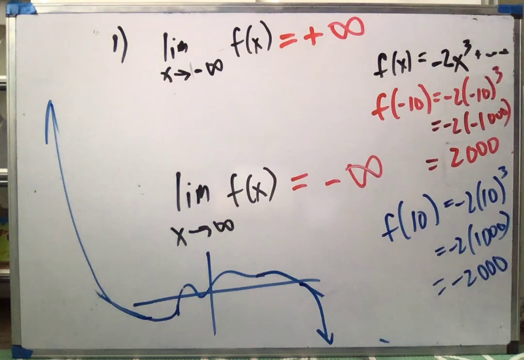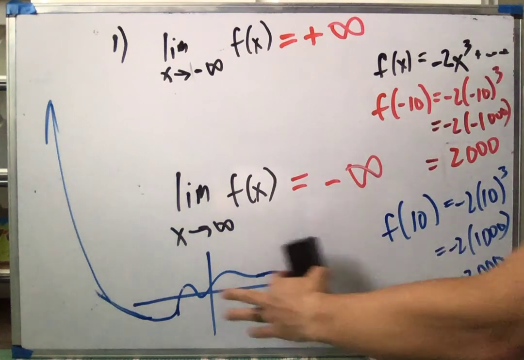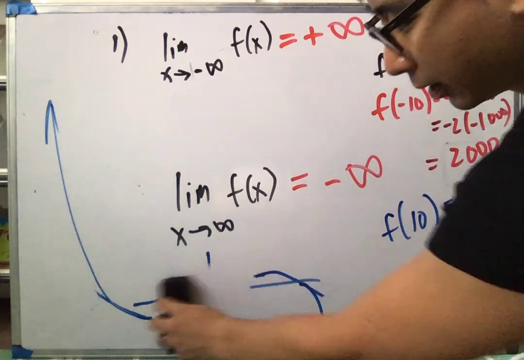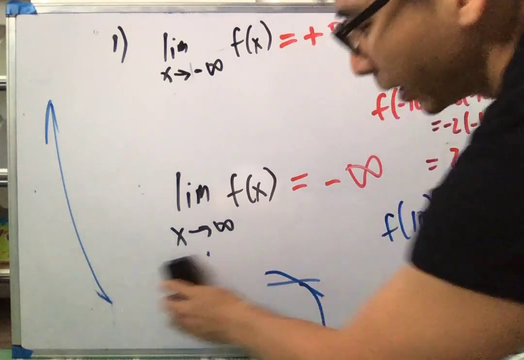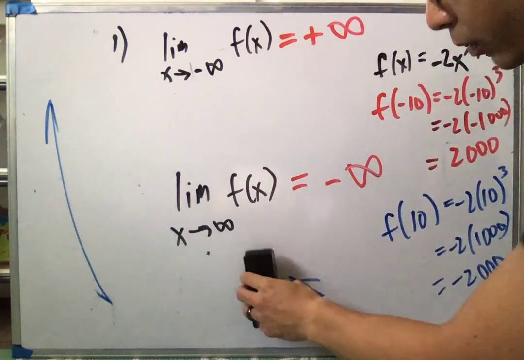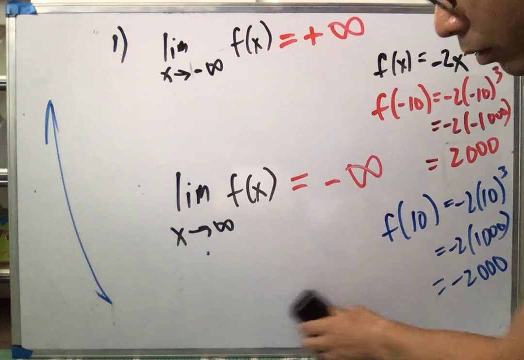We'll get into more details on how to graph the thing better and how to be more specific. This is actually not what the graph looks like, but it is what the graph looks like far to the left and far to the right. It's going to go really big or really small.